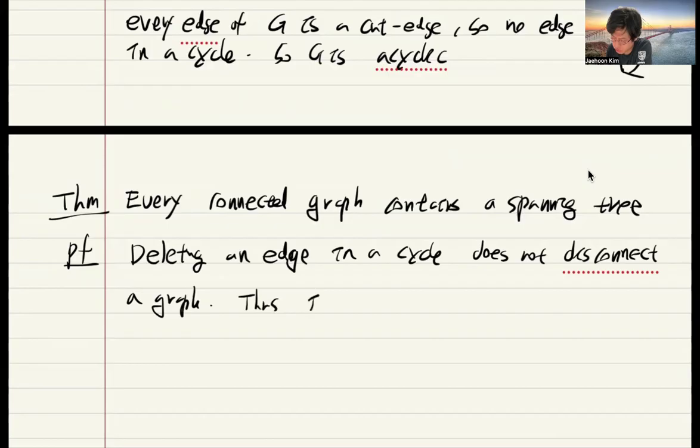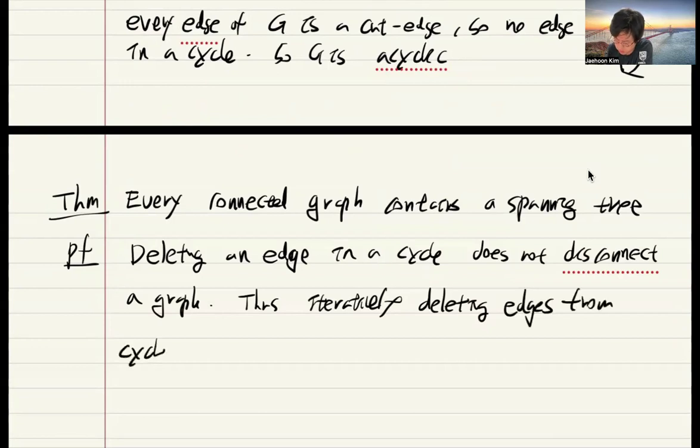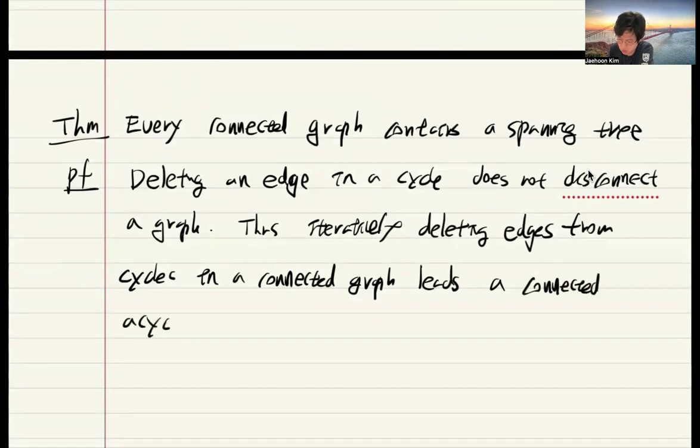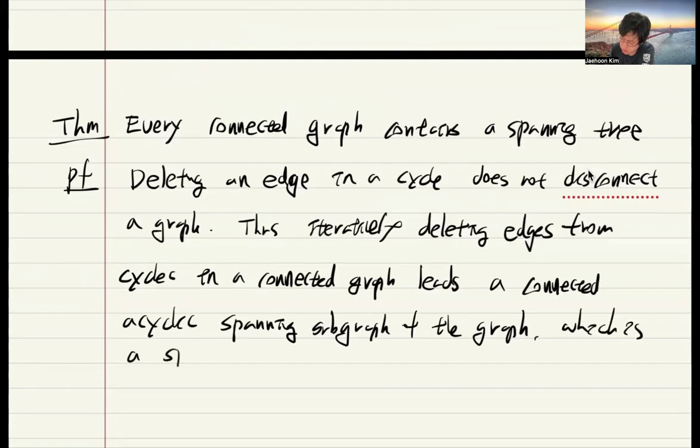So thus what we do? We iteratively delete edges from cycles in a connected graph. It leads to an acyclic graph. So every time you see a cycle, you delete an edge, delete an edge, until you cannot. But while in this process, it never disconnects your graph. So your final graph is a connected graph, and it is acyclic because you stop when it has no cycles, and it is a spanning subgraph, which is a spanning tree.